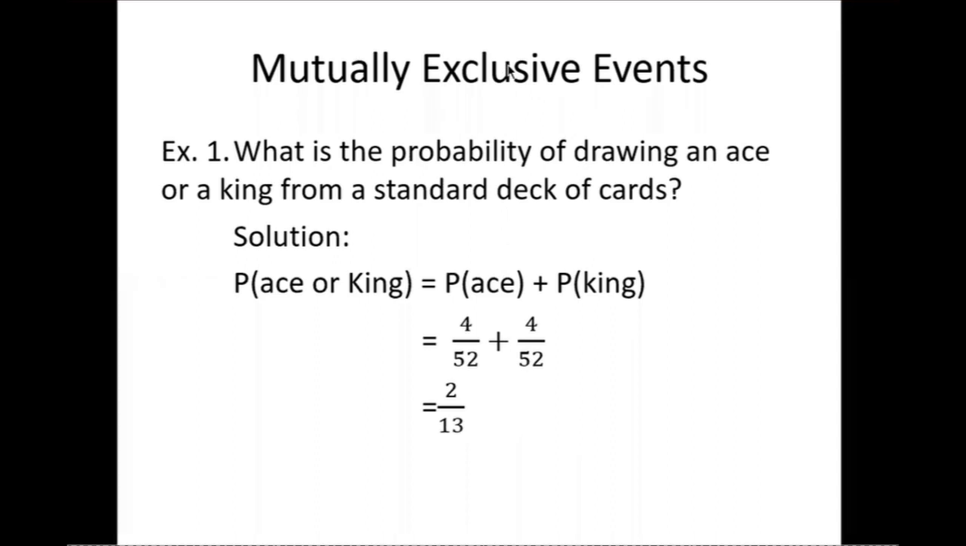Kasi di ba itong part na to, 4 out of 52, pwede tayong mag-cancel out. Pwede siyang 1 out of 13, ganun din ito, 1 out of 13. So if we are going to add 1 out of 13 plus 1 out of 13, we have 2 over 13. Okay.